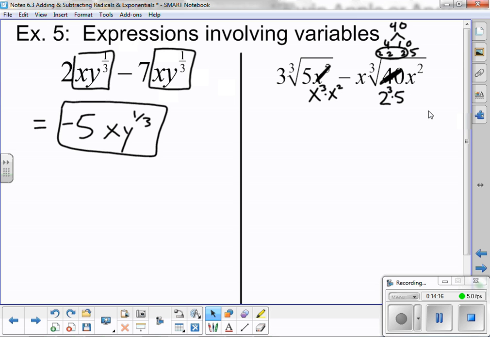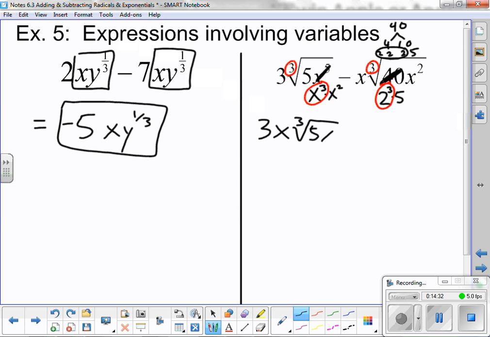So here's the parts that are coming out. Perfect cubes, because I got to match the index of 3. So x cubed, 2 cubed. Those come out in both of those parts. So I'm going to bring out an x, so 3x. I got left over a cube root of 5x squared. Minus, I'm going to bring a 2 out, and I have an x. And then I got a cube root of 5x squared left over.